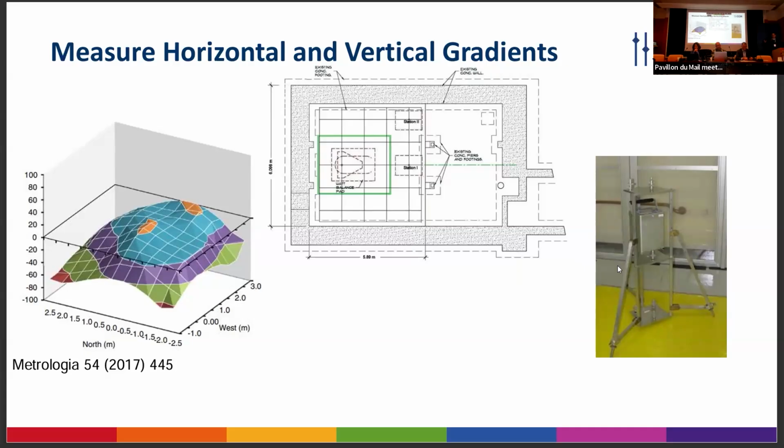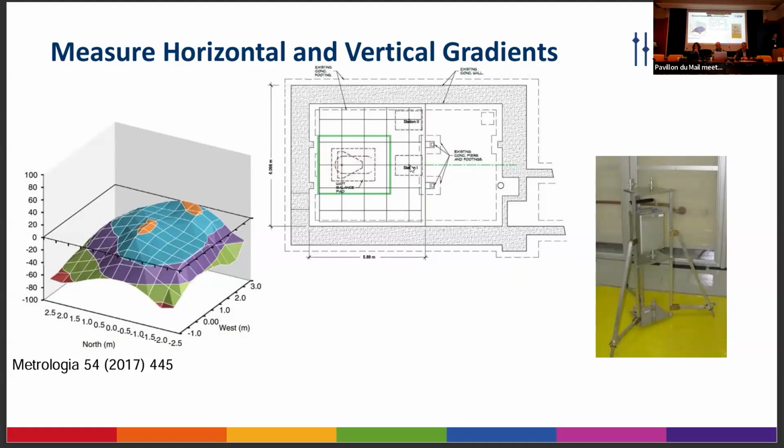And before the balance is put in it. Because what happens is the balance itself has a self-attraction, and you need to model that out to figure out what the impact of the gravity is going to be. And so we measure the gravity gradients across the laboratory.